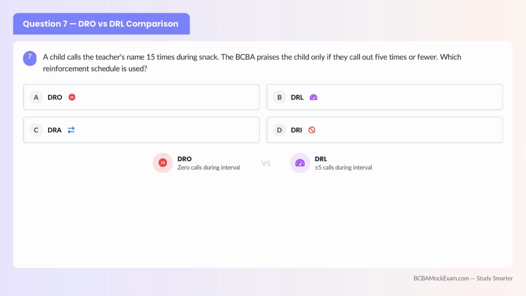A child calls the teacher's name 15 times during snack. The BCBA decides to praise the child only if they call out 5 times or fewer. So calling the teacher's name is still allowed, but we're placing a cap on it. We're not asking for zero calling out. We're asking for less calling out. That's a crucial difference from DRO. DRO would say, you get reinforcement only if there are no calls at all during this interval. Here we are reinforcing a lower rate of the same behavior, which is the hallmark of DRL.